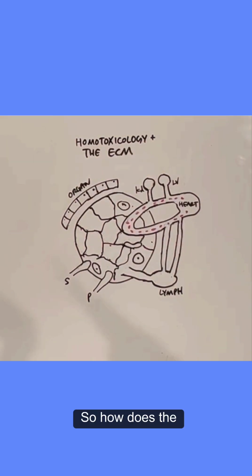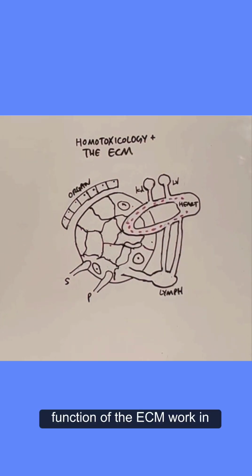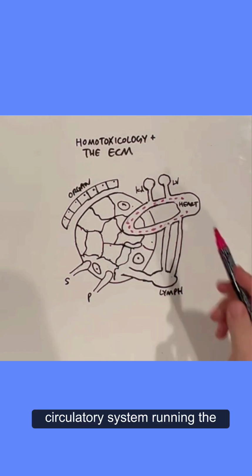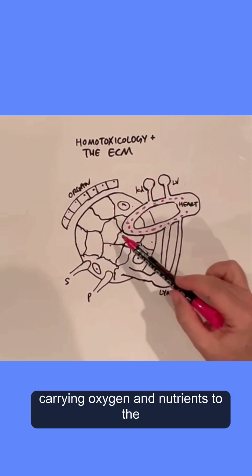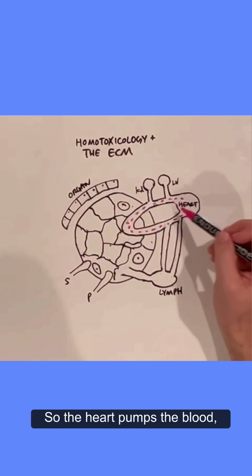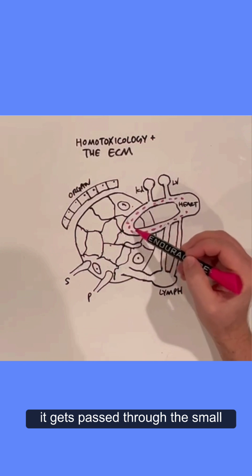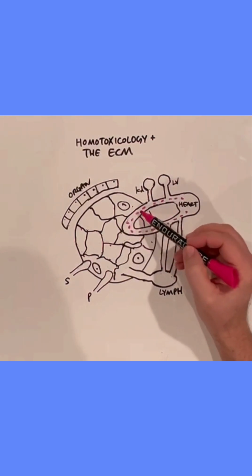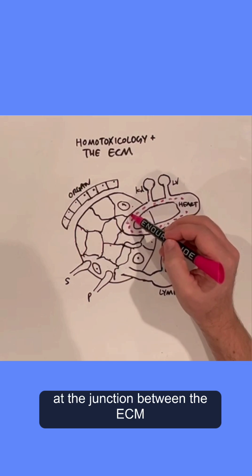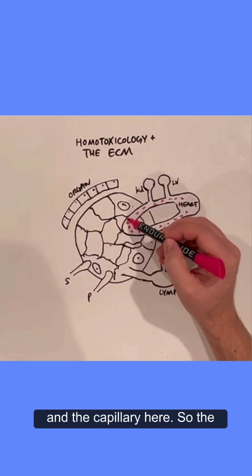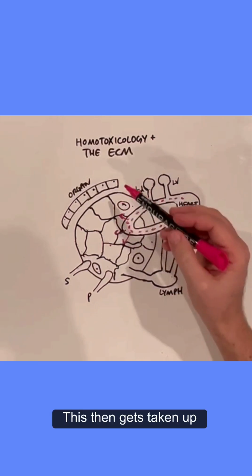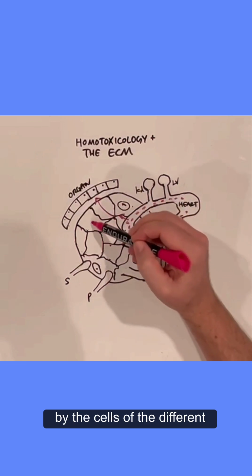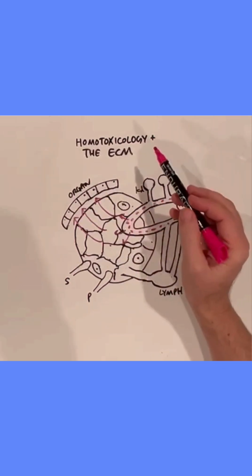So how does the function of the ECM work in a healthy person day to day? So here we have the circulatory system running the blood cells of our body, carrying oxygen and nutrients to the cells. So how does that actually happen? So the heart pumps the blood. It gets passed through the small single cell capillaries, and we have exchange that occurs at the junction between the ECM and the capillary here. So the capillaries release oxygen and nutrients into the extracellular matrix. This then gets taken up by the cells of the different organs of the body.